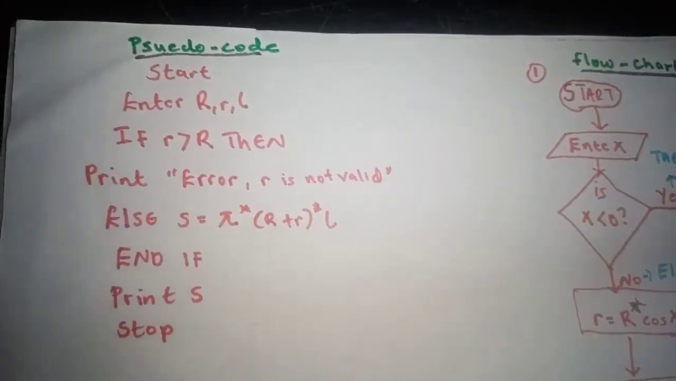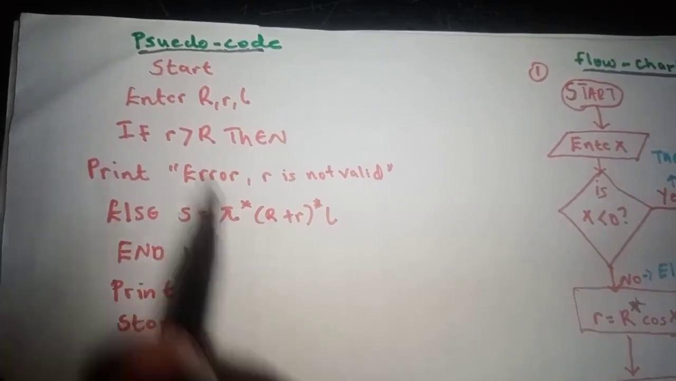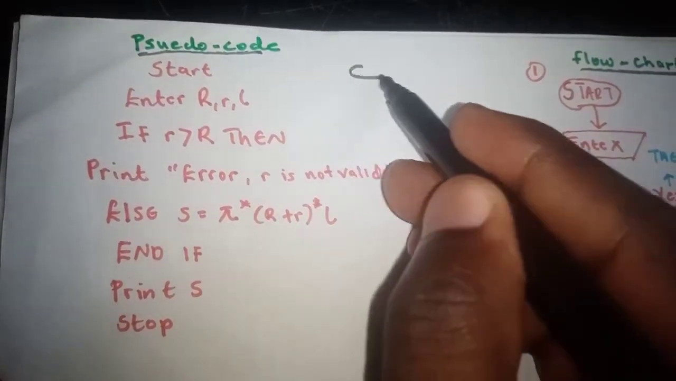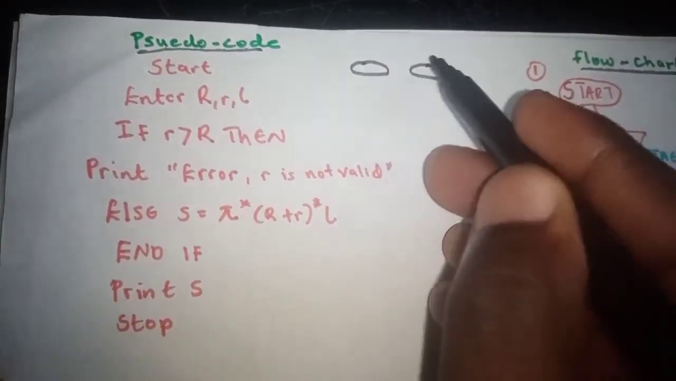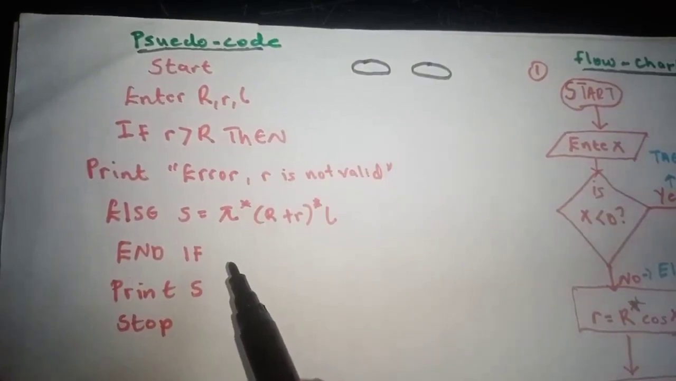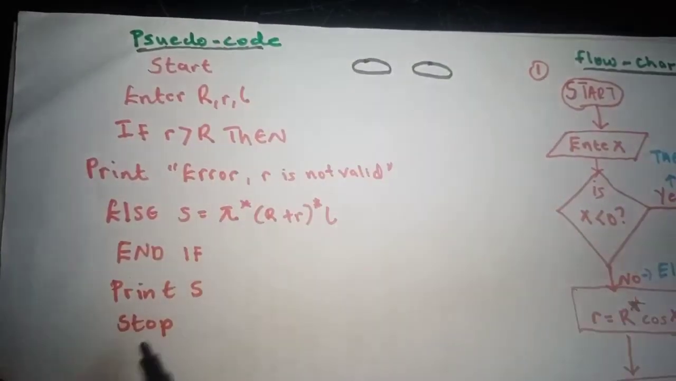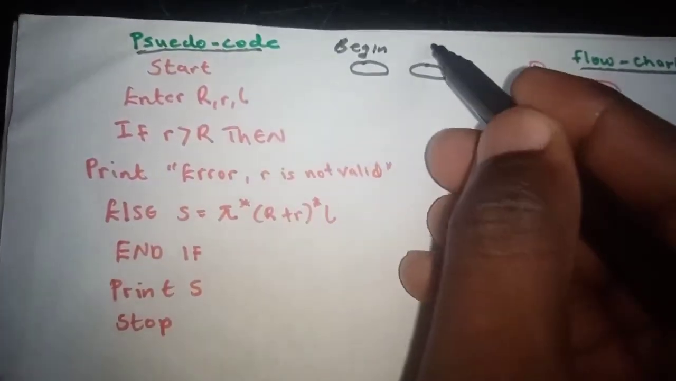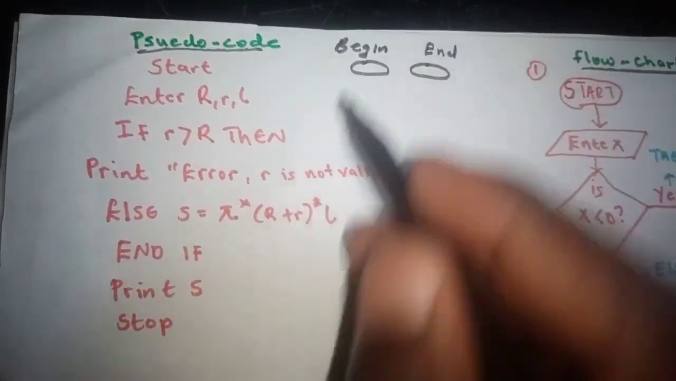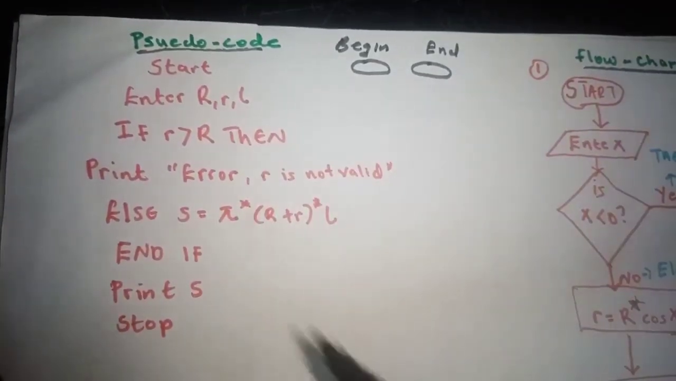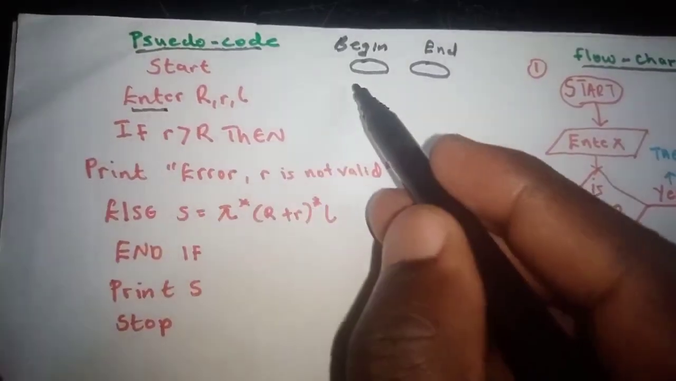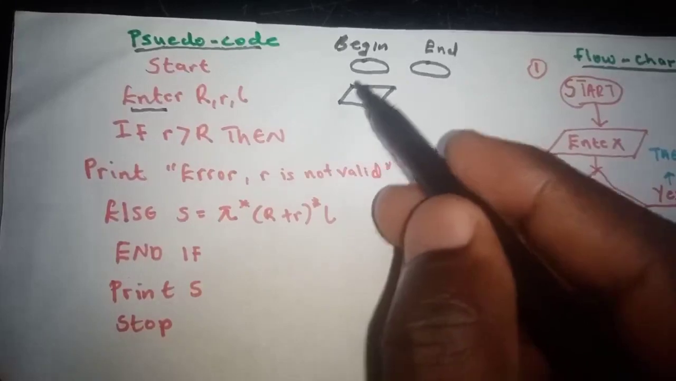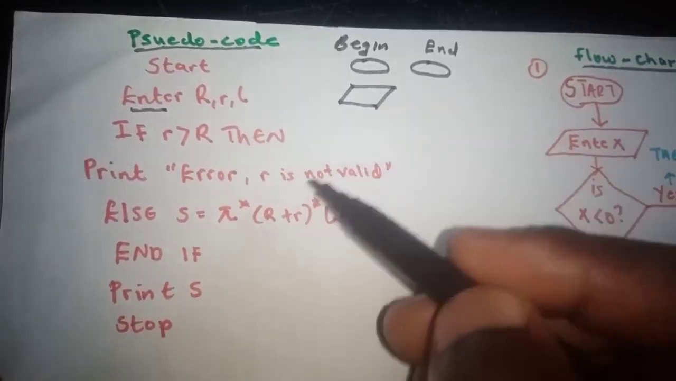Here the key part is knowing the shape to use. Start and begin always go with this shape. We call these elongated circles. That's the shape you use for start and stop. The same thing if you are given begin or you are given end, they'll take this shape, the elongated circle. Enter takes the shape of a parallelogram, so it's just a rectangle, but you make it slant on the sides.